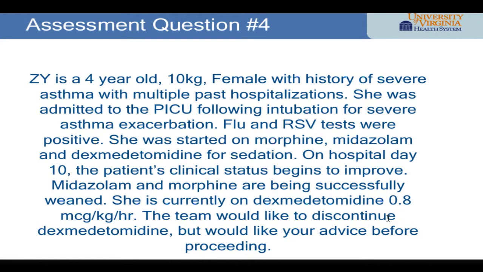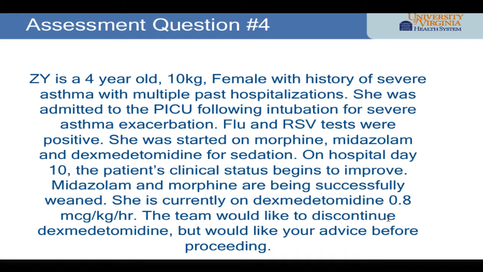So this brings us to our final assessment question. ZY is a 4-year-old, 10-kilo female with a history of severe asthma with multiple past hospitalizations. She was admitted to the PICU following intubation for severe asthma exacerbation. Flu and RSV tests were positive. She was started on morphine, midazolam, and dexmedetomidine.